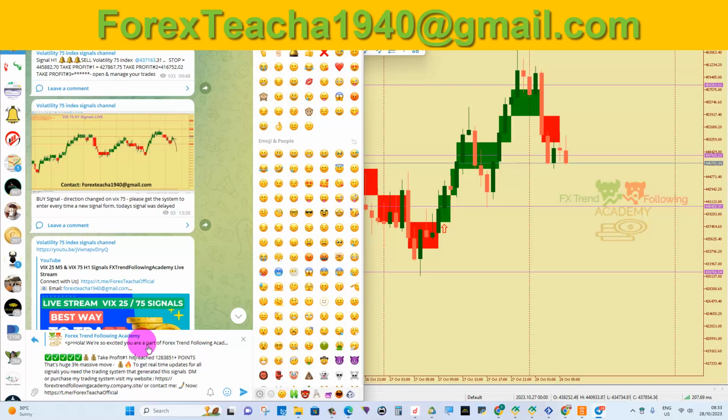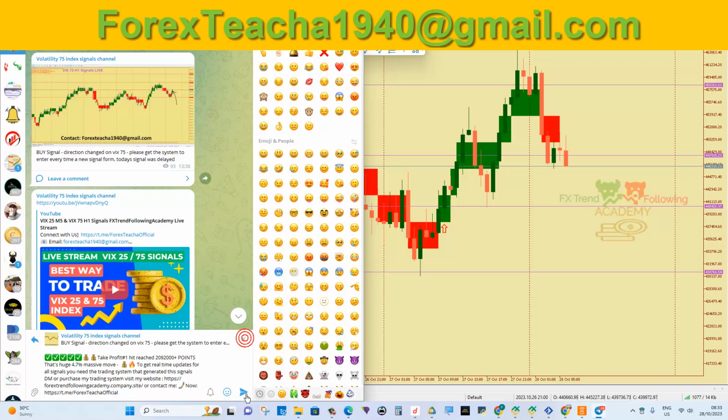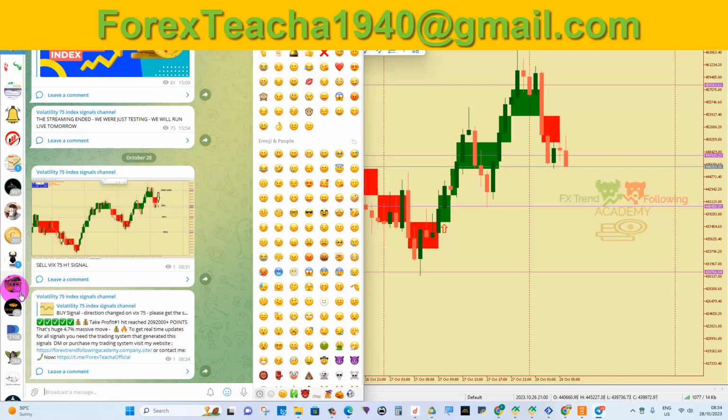So take profit number one has been hit. It actually reached 4.7% right here. 4.7%, massive move, right? This is almost 2 million something. 2092. All right. So this is how I take my trades, and it's very, very simple.